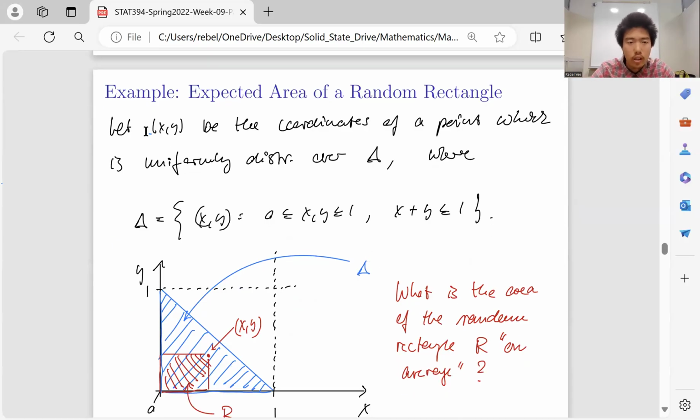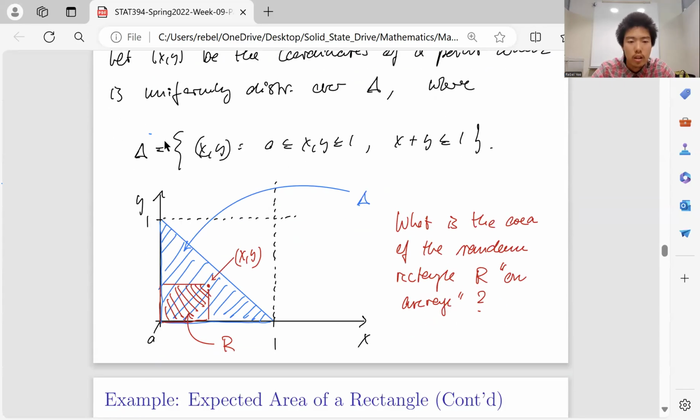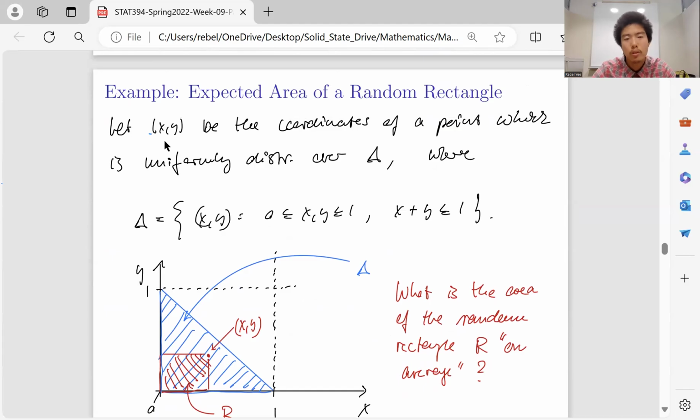Okay, so let's see an example. This example is a geometric example too. Mainly, the examples people give in joint distributions are all geometric, because with geometry we can deal with two-dimensional or even three-dimensional cases in a very clear form.